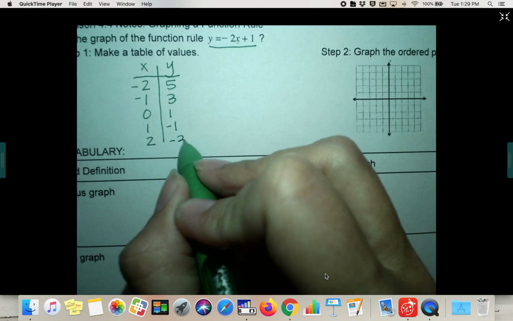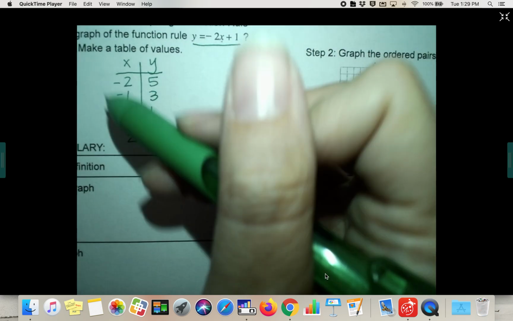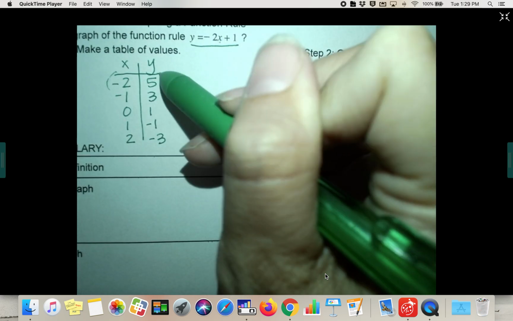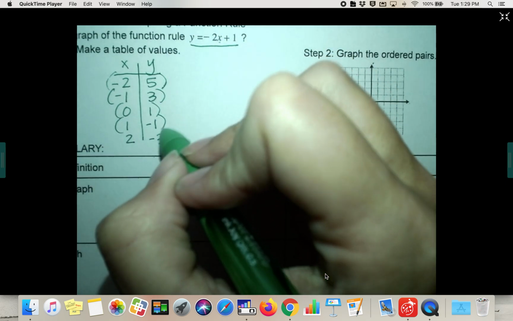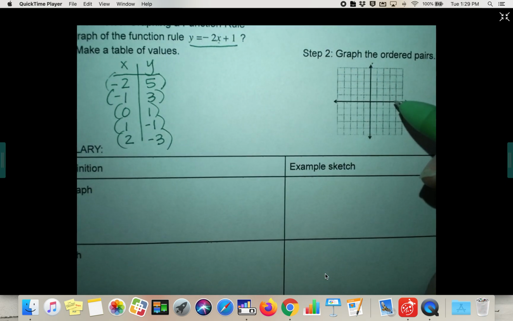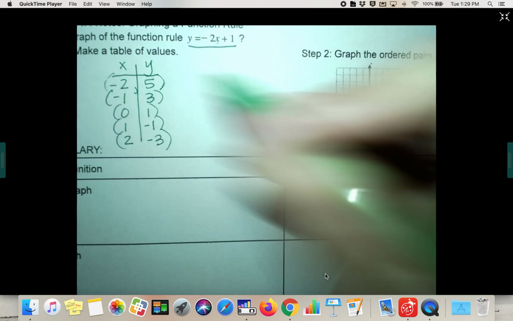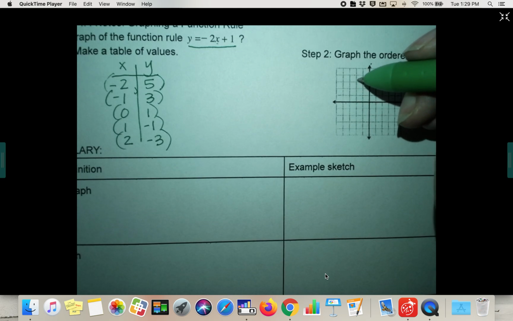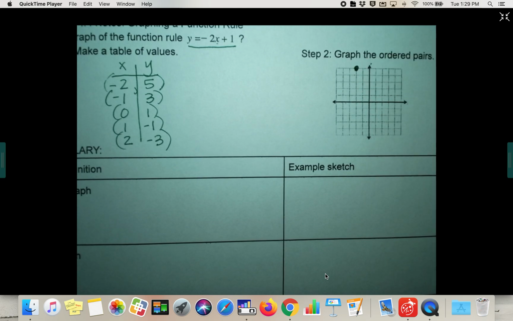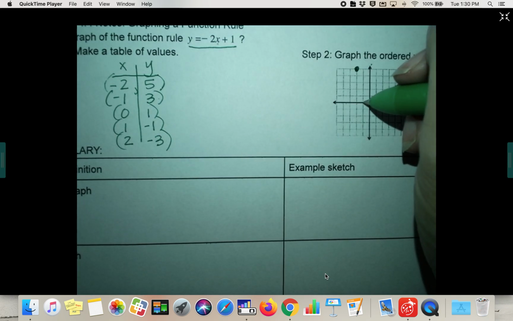The second thing is you actually graph the ordered pairs. You may not have known that we were doing this, but we were creating ordered pairs. So these 5 ordered pairs become our coordinates. The first one is negative 2, comma 5. So at negative 2, the function is at 5. At negative 1, up 3. So negative 1, 3.